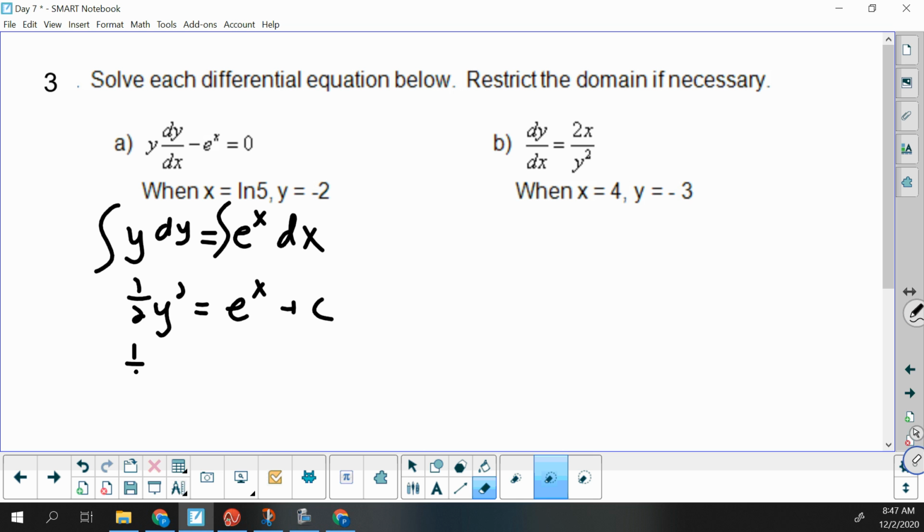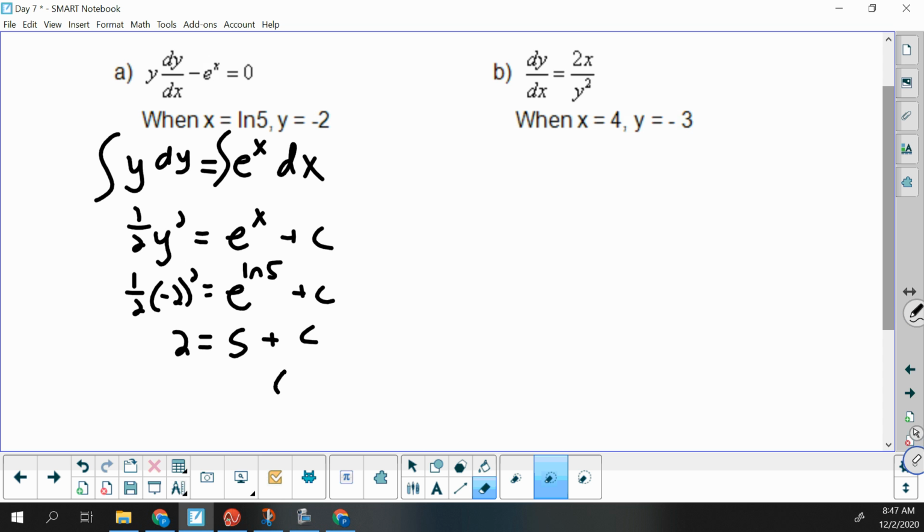We'll sub in our initial condition to resolve the c. Over on the left, we'll have a 1/2 times 4, so we get 2. This will just be 5. And when you subtract the 5 over, we'll get c is -3. So we really have 1/2 y squared is equal to e to the x minus 3.